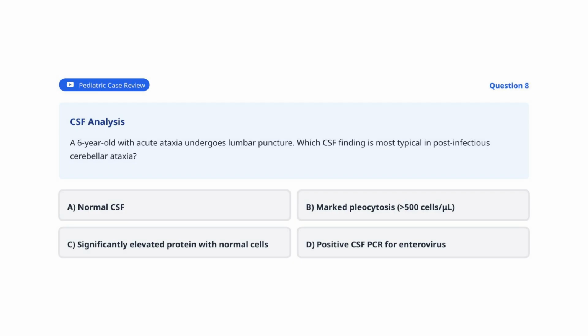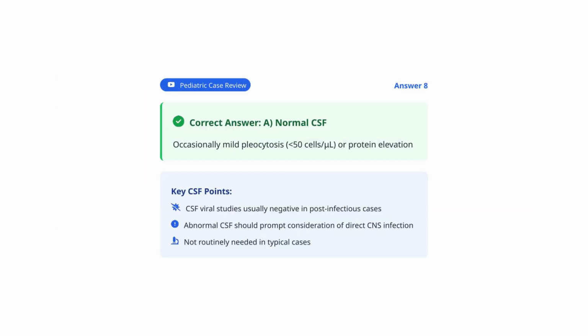A 6-year-old with acute ataxia undergoes lumbar puncture. Which cerebrospinal fluid finding is most typical in post-infectious cerebellar ataxia? Is it A. Normal CSF, B. Marked pleocytosis greater than 500 cells per microliter, C. Significantly elevated protein with normal cells, or D. Positive CSF PCR for enterovirus? The correct answer is A.